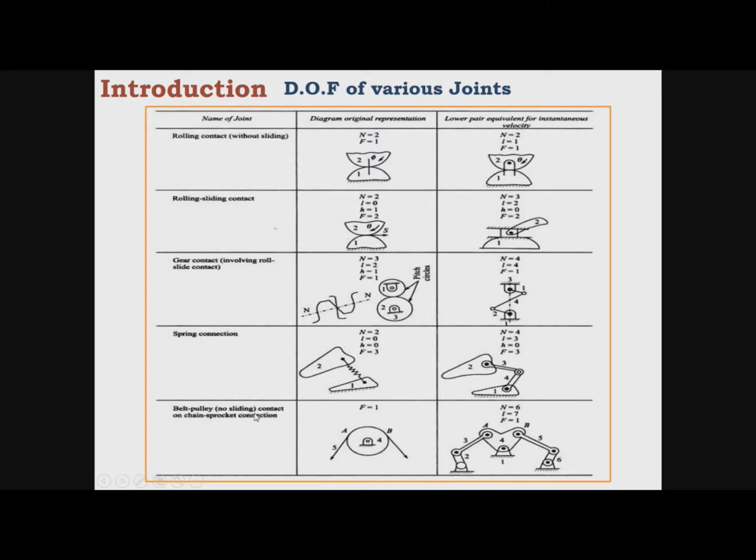Belt pulley with no sliding contact and chain sprocket connection is shown. With no sliding, a lower pair is formed and the degree of freedom of belt pulley arrangement is 1. Equivalent mechanism for this is shown.